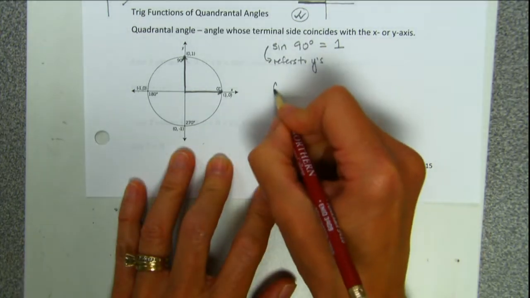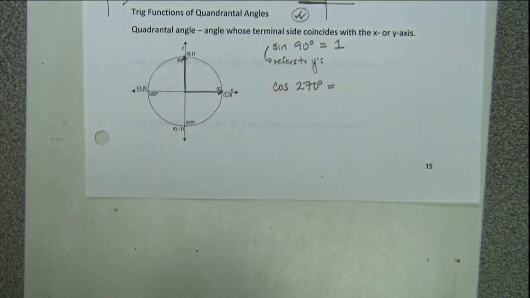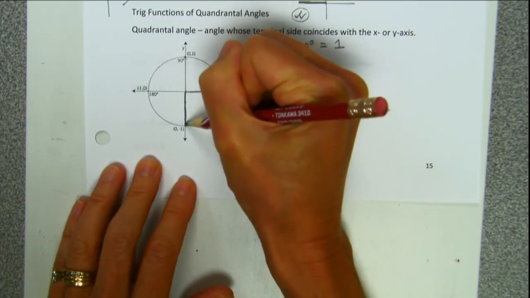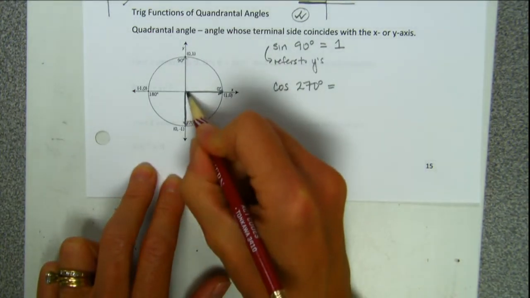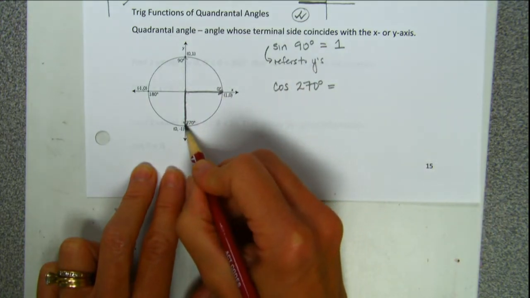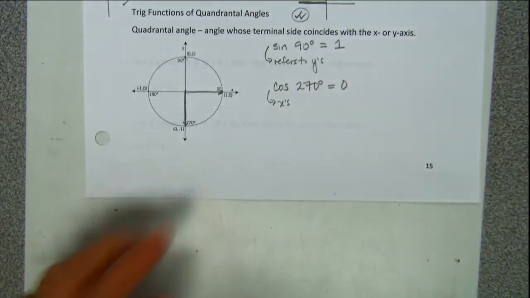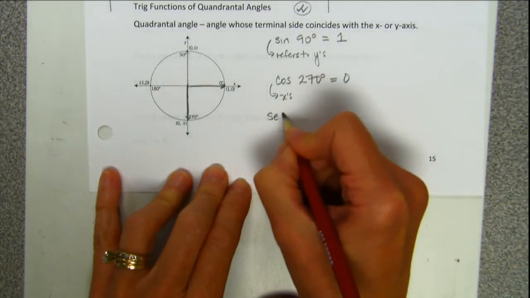If I asked you for the cosine of 270 degrees, that would be down here. You cannot take the terminal ray and drop a perpendicular to the x-axis. You keep going straight down. That tells you it's a quadrantal angle. And the cosine refers to your x's. So we grab our x coordinate, and it's 0. What if I asked you for the secant of pi?